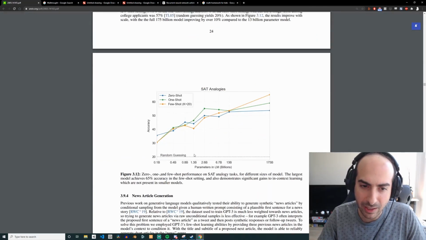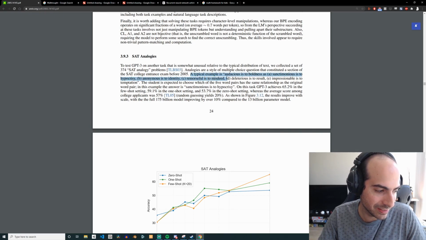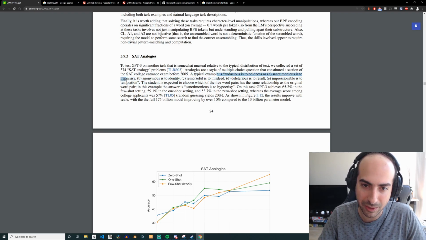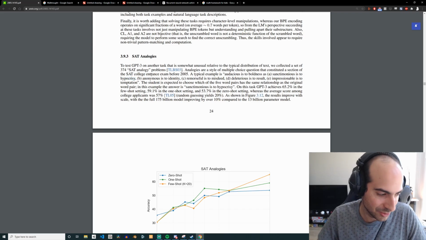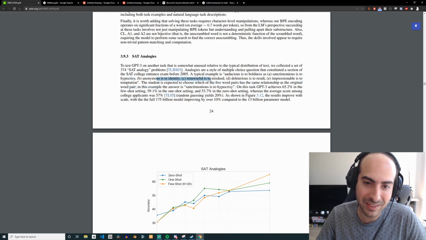Another task they talk about is SAT analogies. I actually find these really hard. Thank God this wasn't in the SAT when I was doing it. I think they had removed it the year before because they thought it was too hard. So, audacious is to boldness as sanctimonious is to hypocrisy. Okay, sure. I don't even know what this means. Anonymous is to identity as remorseful is to mislead.